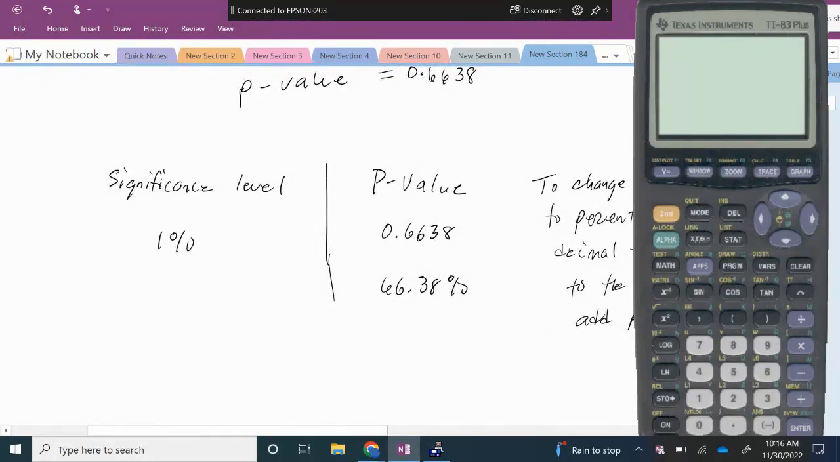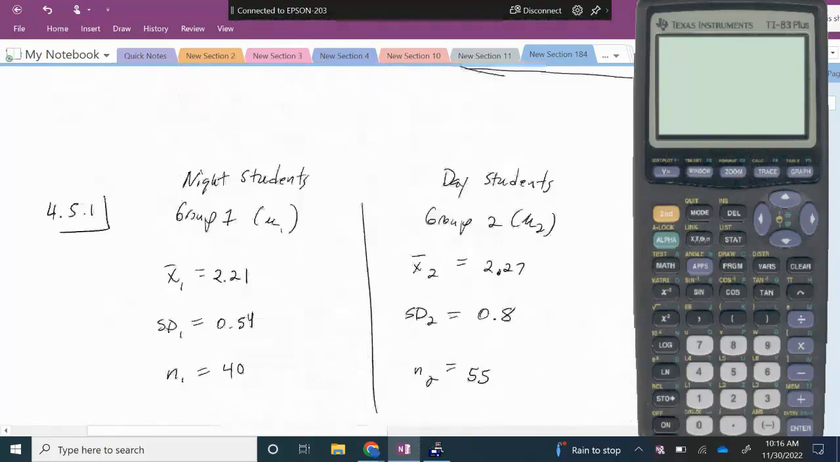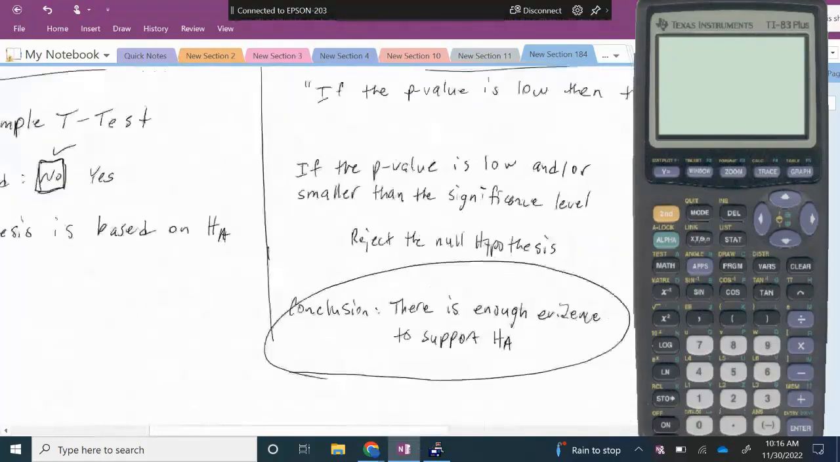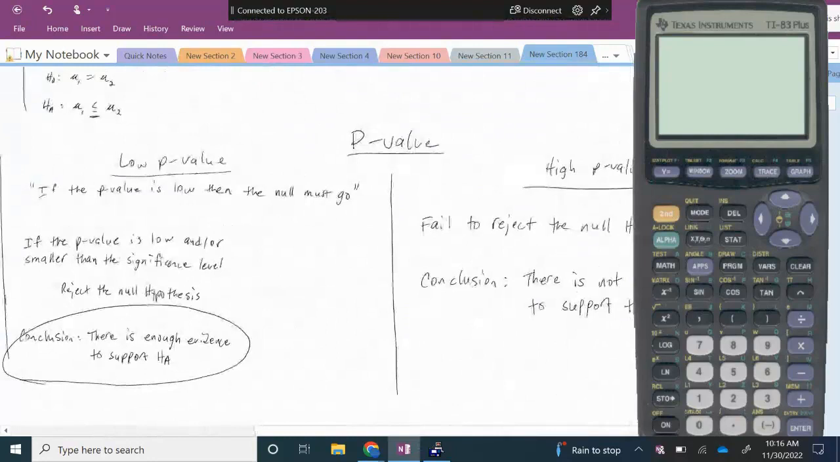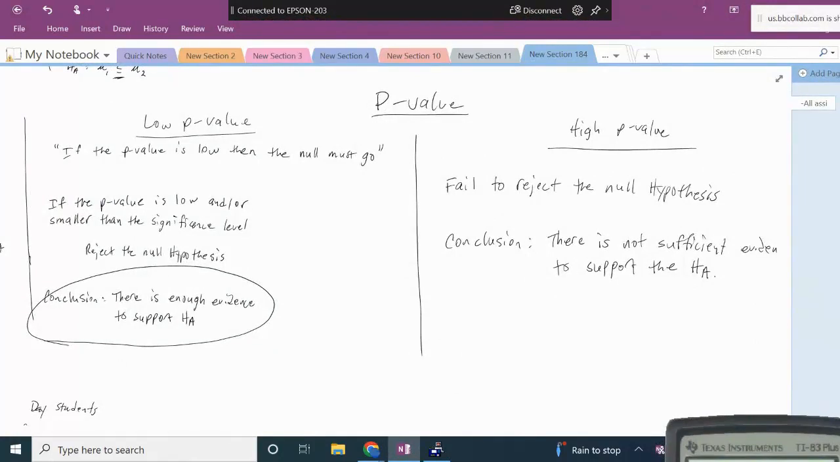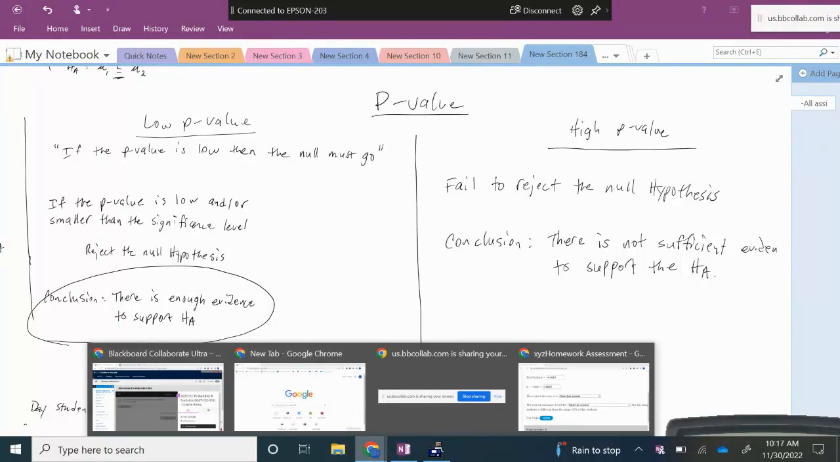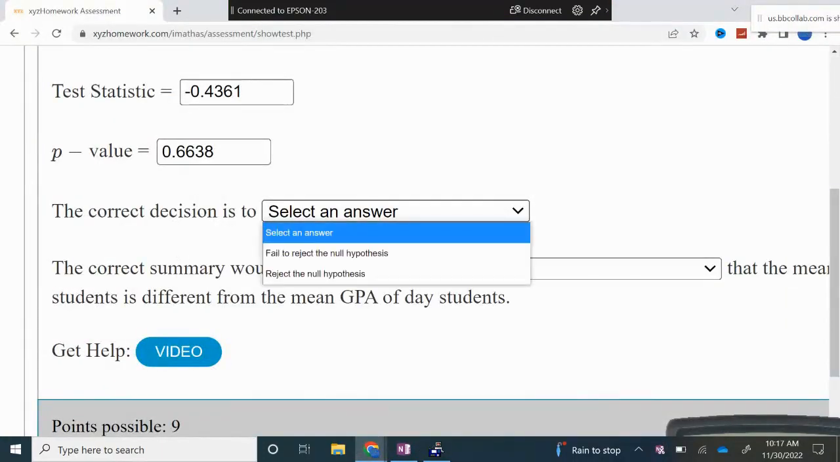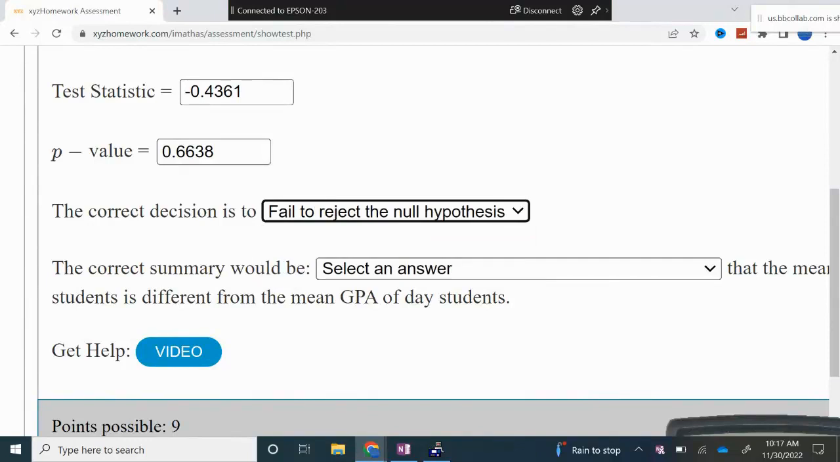So now if we compare the two, we see that the p-value is higher. So if we go back to our p-value, since we have a high p-value, we're going to fail to reject the null hypothesis. And then in conclusion, there is not enough evidence to support the null hypothesis. So we're going to fail to reject the null hypothesis.